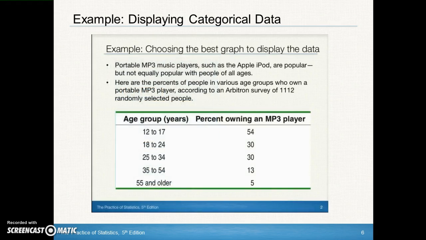Portable MP3 music players such as the Apple iPod are popular, but not equally popular with people of all ages. The table here displays the percent of people in various age groups who own a portable MP3 player. This data was gathered from a randomly selected group of 1,112 individuals in an Arbitron survey.